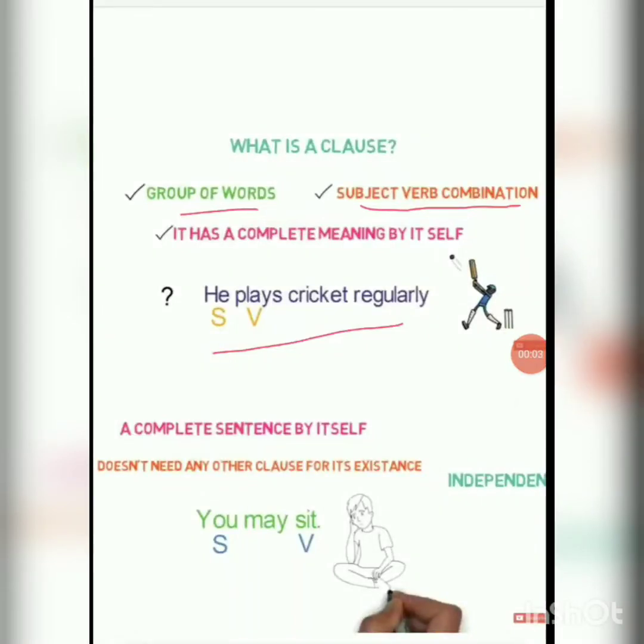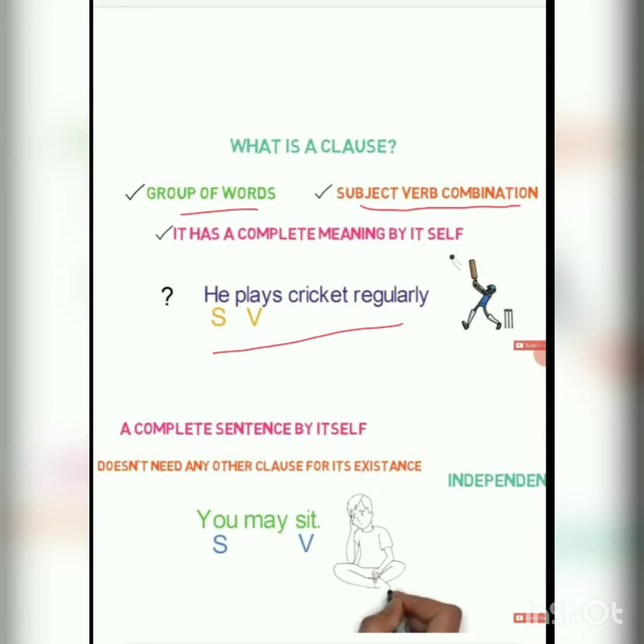Today we are going to learn a very important topic in English grammar, that is clauses. Children, what are clauses? What is a clause? A clause is a part of a sentence which contains a subject and a verb. Okay, a clause has a subject and a verb, and it can stand alone by itself. That means it gives us a complete sense.